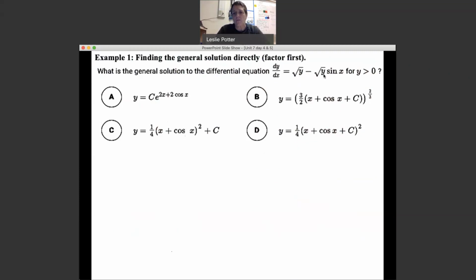We can't have negative values of y and have complex solutions. We need to make sure that we restrict the domain. Well, it's kind of the domain, it's really the range, because it's a y, but we have to restrict it to positive values. Before we go into that solution, let me just look at this form here. Root y minus root y sine x. I'm starting out with kind of a tricky example.